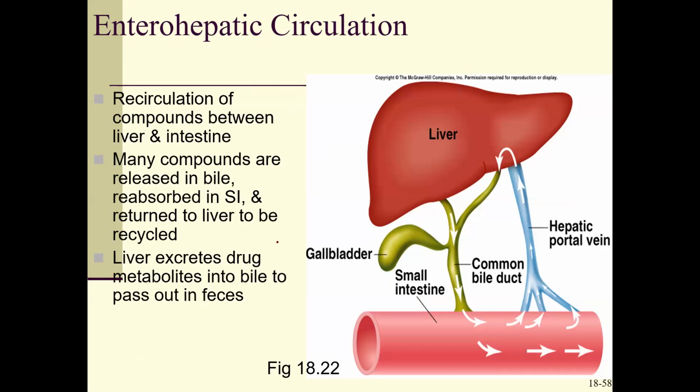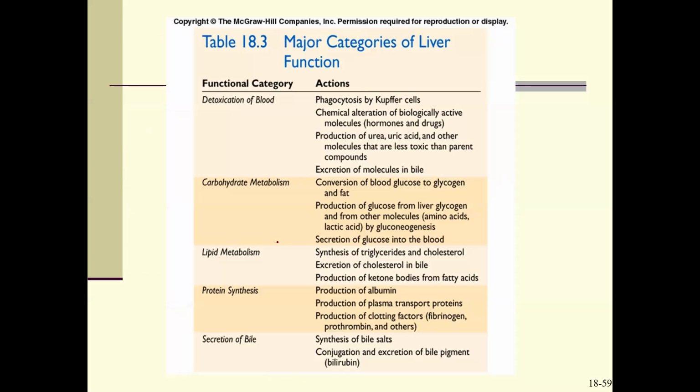Okay, and we have a particular type of recycling of certain compounds back and forth to the liver from the intestine. They're absorbed back again via the hepatic portal vein, back then into the bile, down into the GI tract. They're reabsorbed, and this is called the enterohepatic circulation. And this summarizes some of the functions of the liver that I have tried to summarize for you.